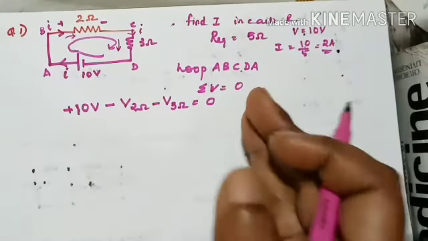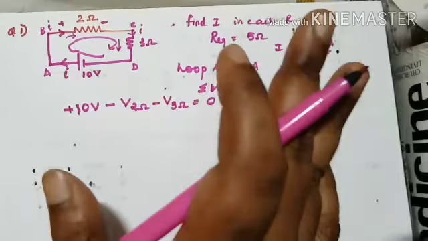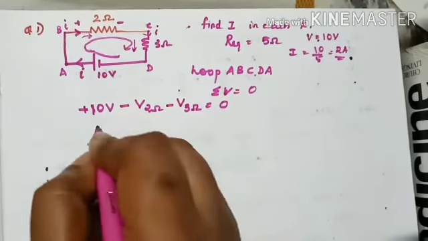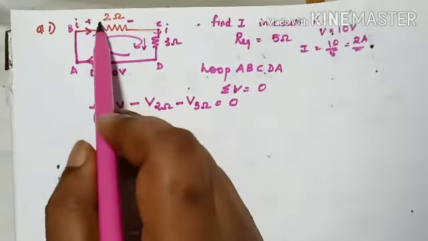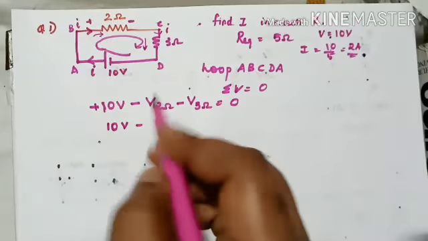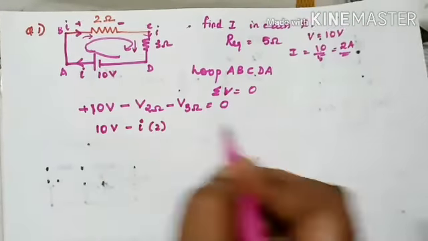Voltage across them, summation should be equal to 0, right? This is the KVL. Now this 10V I am writing as it is. What is voltage across 2 ohm? Voltage is equal to current into resistance, that is I into 2.